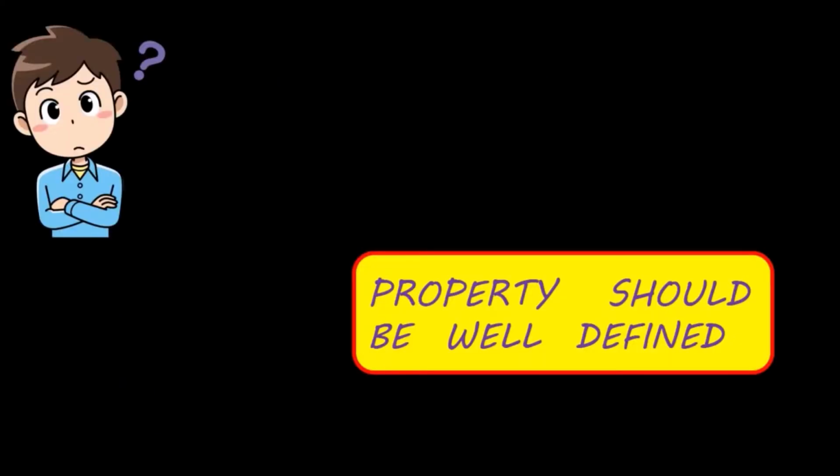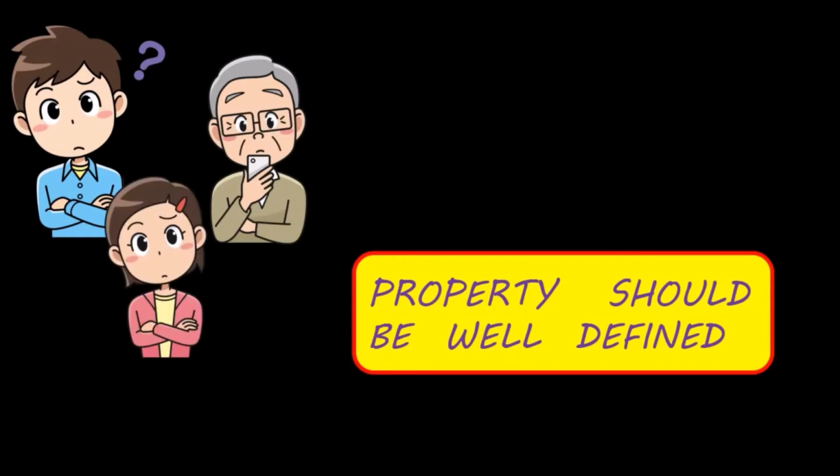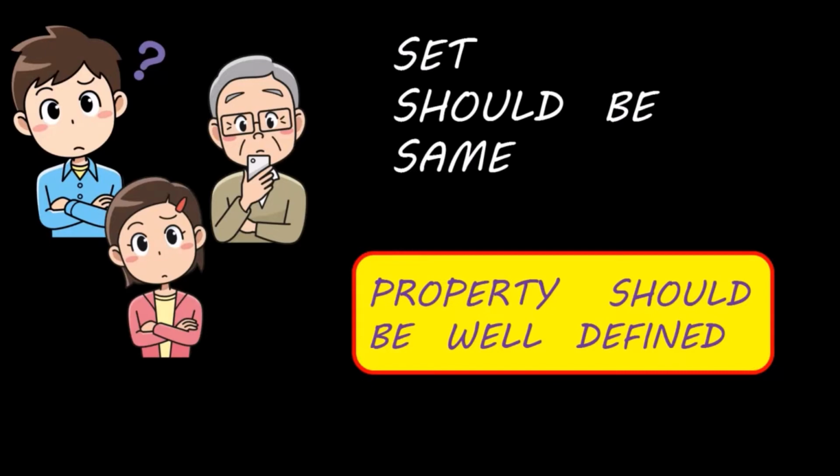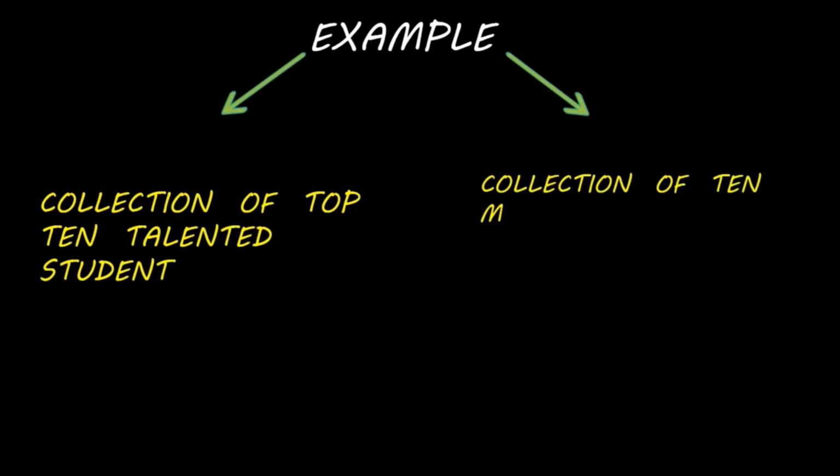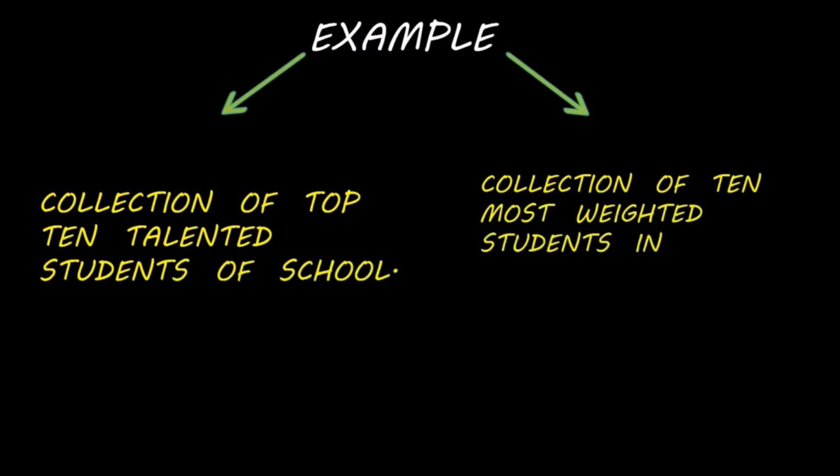The second property means there should be no confusion regarding the value of elements of the collection among different people. Means the set should be the same all the time. Let us again take an example with two parts. The first part of the example represents the collection of 10 talented students of school. And the second part represents the collection of 10 most weighted students in school.